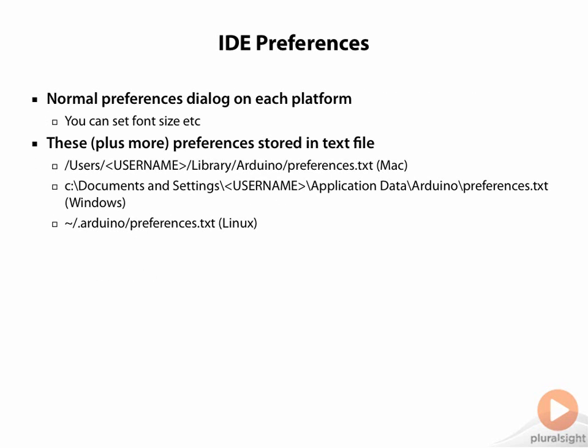There aren't a lot of preferences that you can change or might need to change in the IDE. You can definitely change the font size. There is a preferences dialog, although the preferences dialog doesn't show all the preferences. All the preferences are contained inside of a preferences.txt file, and the slide shows you the different places that that's stored depending on the platform. Again, you generally only need to go into those if you're doing any sort of troubleshooting, like in terms of connecting to your particular board. Most of the time, again, you won't have to dive down that deep.